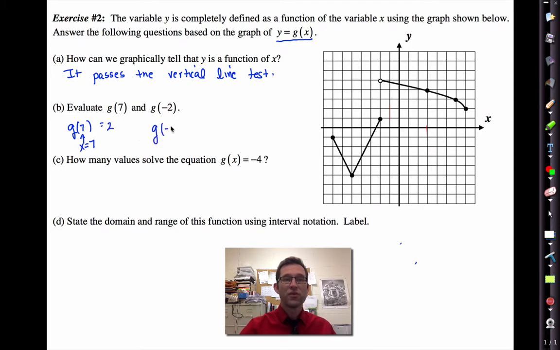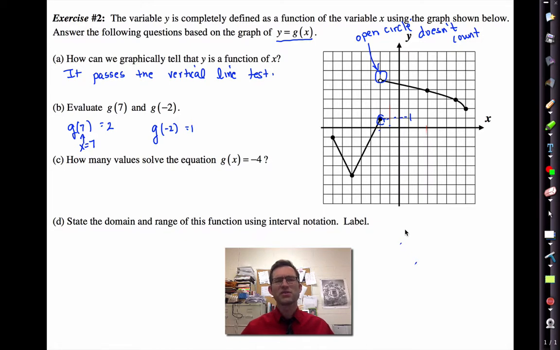G of negative 2 is a little bit more challenging because when we go to negative 2, we've sort of got these 2 points. But remember that an open circle means that it's not there. Okay, an open circle doesn't count. All right, or it's not defined there. So g of negative 2 is equal to positive 1, right? That's the actual y value.